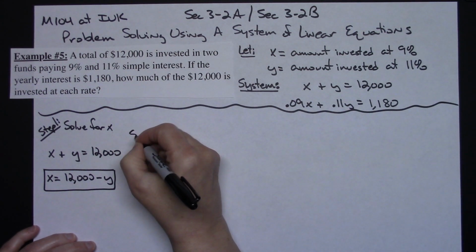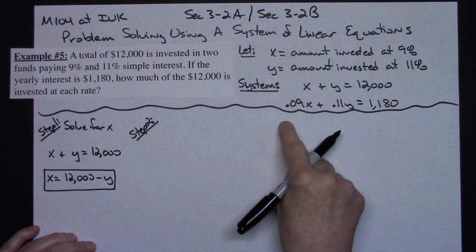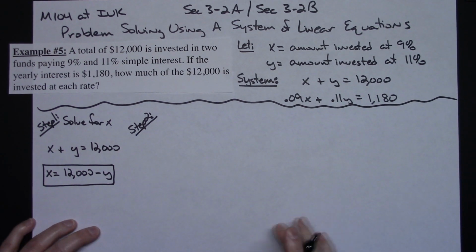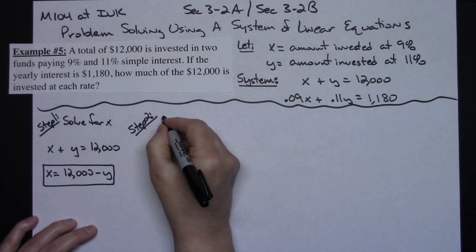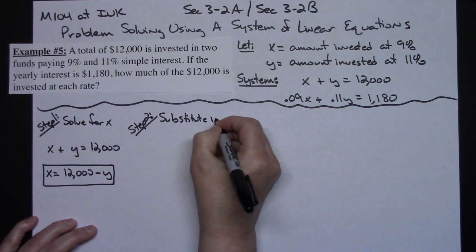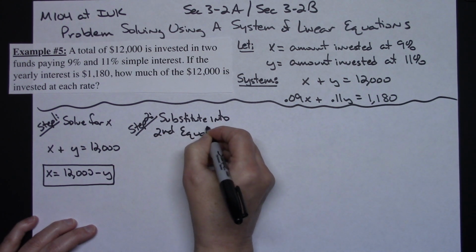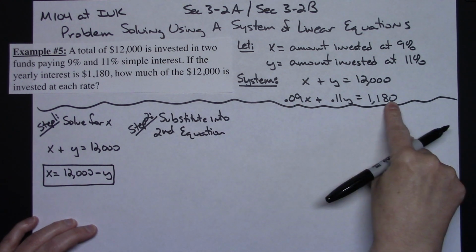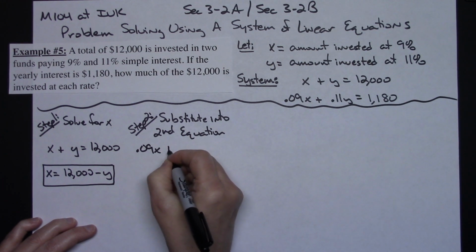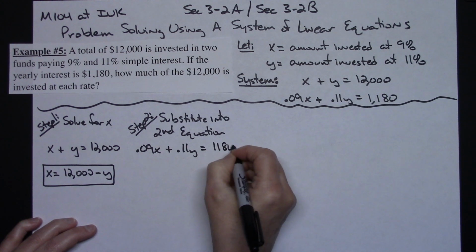Step 2. I'm going to take this and plug it into my second equation so that I have an equation written completely in terms of y. So let's write down what we're doing here. We're going to substitute into the second equation. I'll rewrite that so we see it: 0.09x plus 0.11y is equal to 1180.